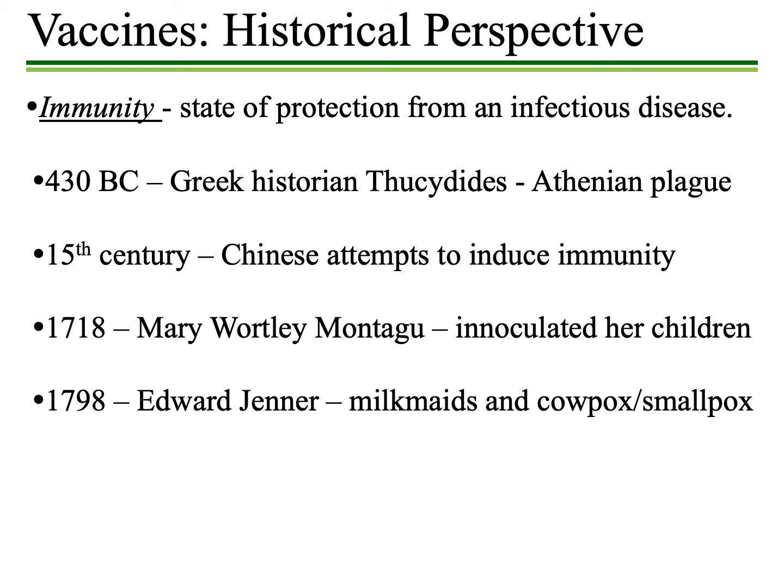The very first test that he did was to use the variolation technique and inoculate a boy with cowpox. He then later went on to infect the boy with smallpox and found that the child was in fact immune.